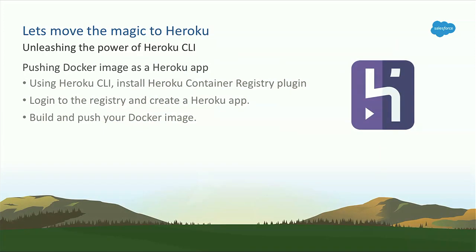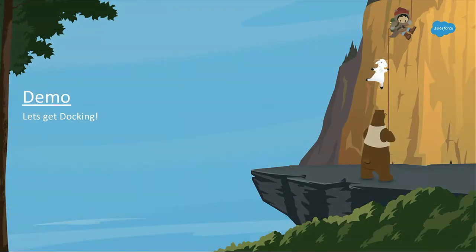So let's move the magic to Heroku. Let's unleash the power of the Heroku CLI, and we are all going to do it from the command line interface. All we need to do is install the Heroku container registry plugin, and then log into the container, clone the GitHub repository, and then push the image, and then release the image. It's as simple as that. So let's get docking.